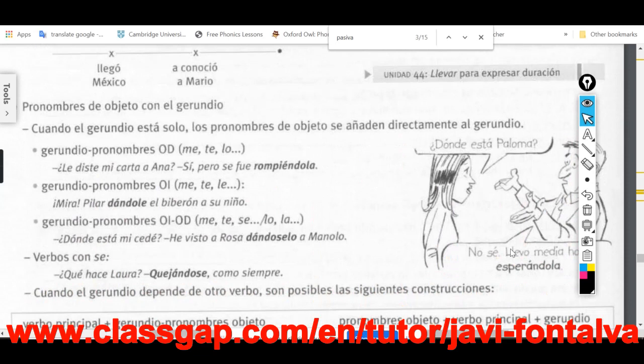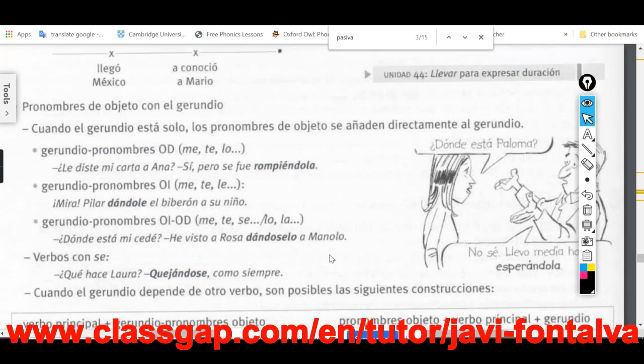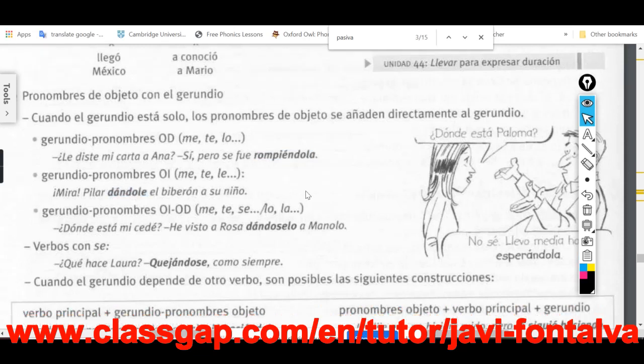And then when you use a gerund and you use a pronoun, it's attached at the end. Rompiéndola, dándole, quejándose. So when you use a gerund with a pronoun, this pronoun is attached at the end. So le, la, lo.